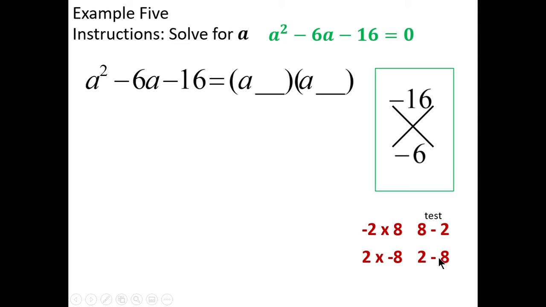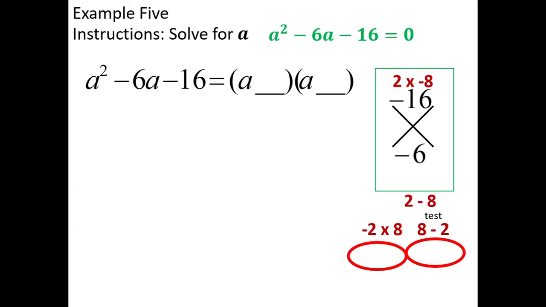We have more negatives here than you have positives, so the answer is going to be negative, and the difference between 2 and 8 is in fact 6. So there's your winner right there. 2 times negative 8 gives you negative 16, and 2 minus 8 gives you a negative 6. So put these two back up into our factors, and here's our two factors. A plus 2 and A minus 8.